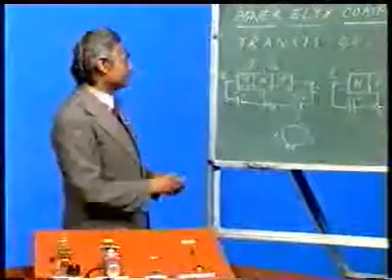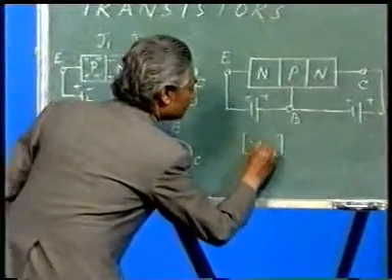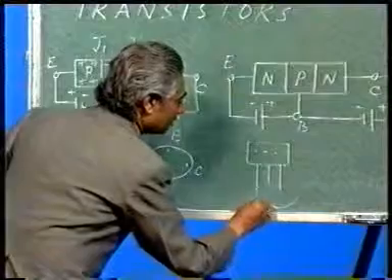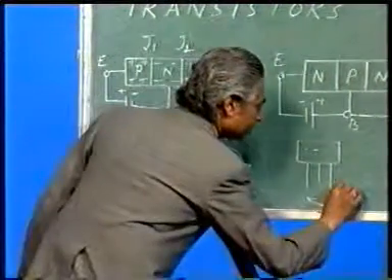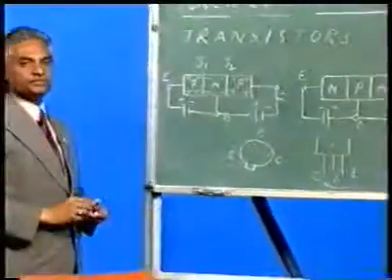So, it is something like this. Something is printed here, 1 terminal, 2 terminal, 3 terminal, clockwise emitter, base, collector. Is it correct?